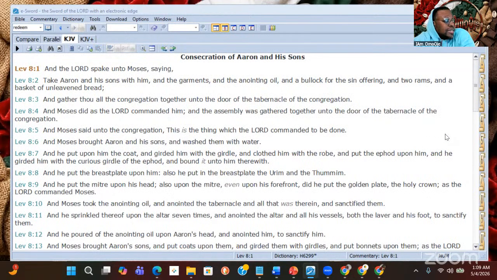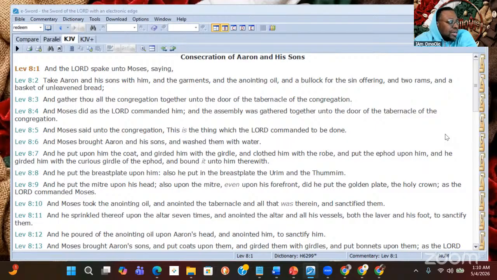And Jehovah spake unto Moshe, saying, Take Aharon and his sons with him, and the garments, and the anointing oil, and a bullock for the sin offering, and the kata offering, and 2 rams, and a basket of unleavened bread. And gather thou all the congregation together unto the door of the tabernacle of the congregation. And Moshe did as Jehovah commanded him, and the assembly was gathered together unto the door of the tabernacle of the congregation. And Moshe said unto the congregation, This is the thing which Jehovah commanded to be done.